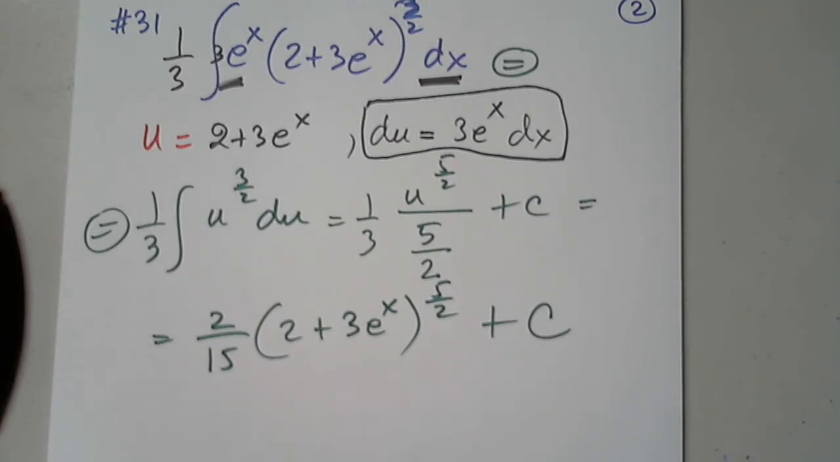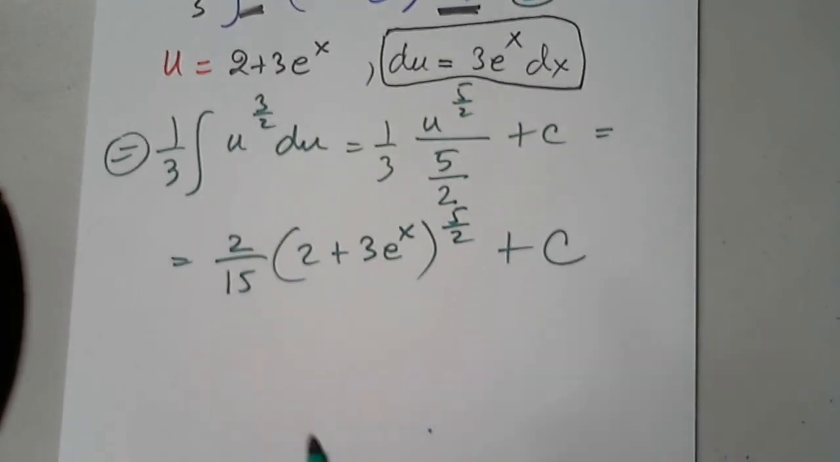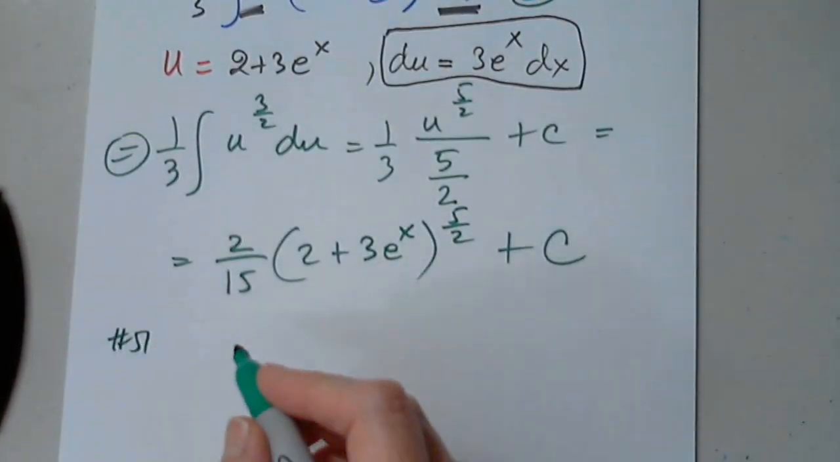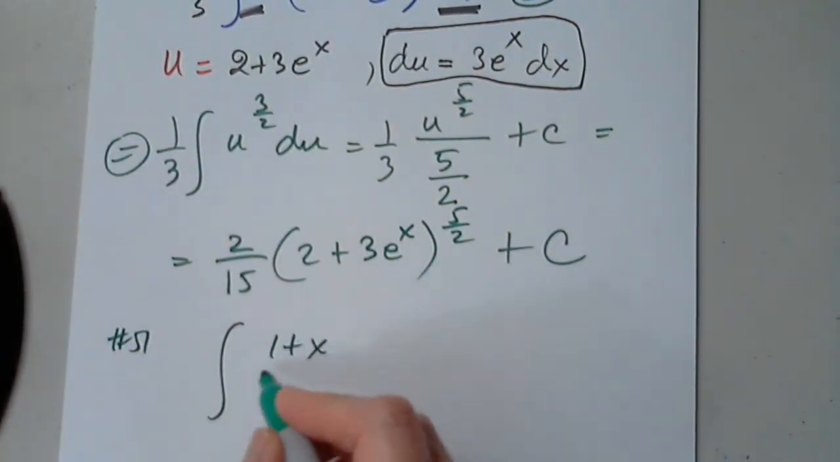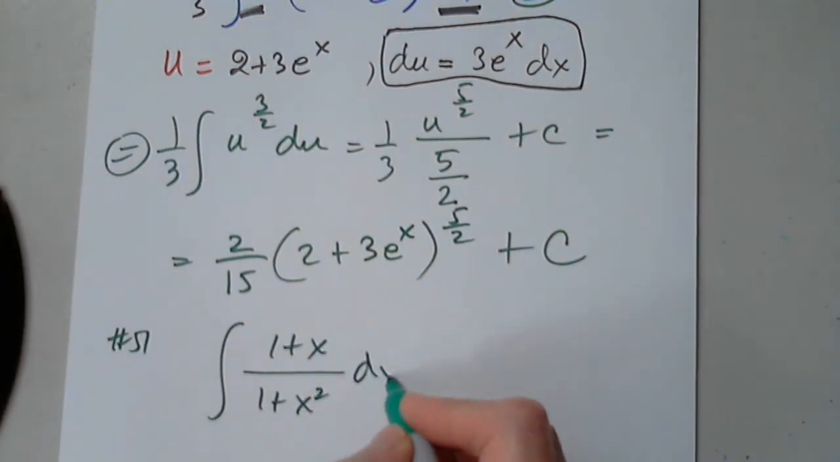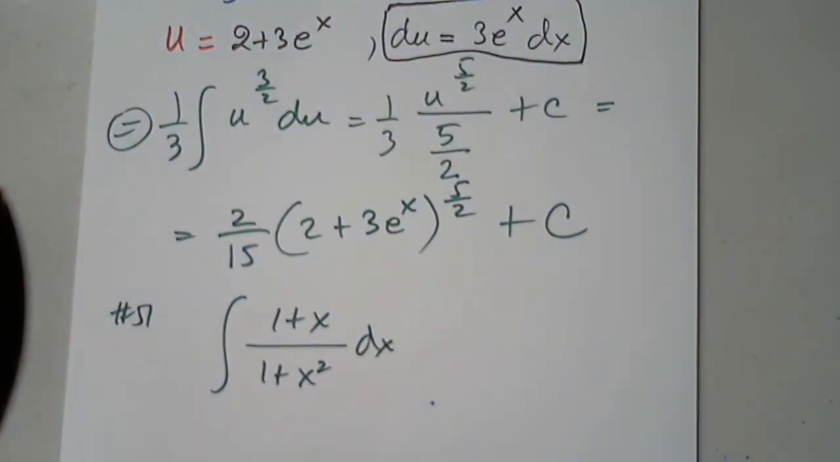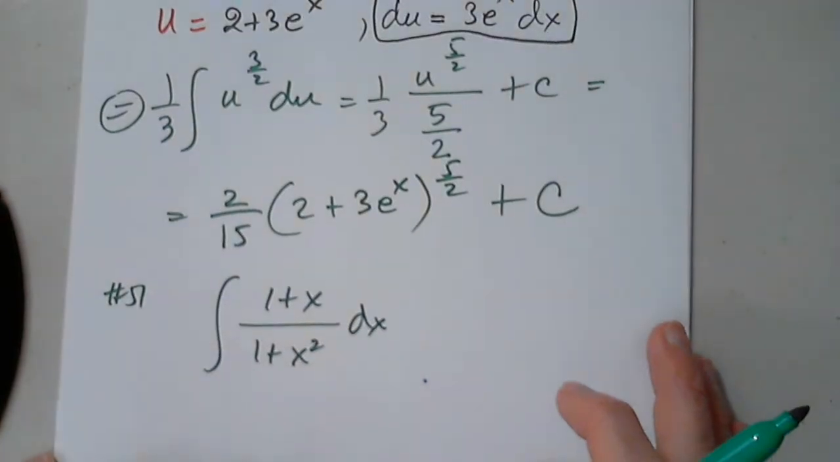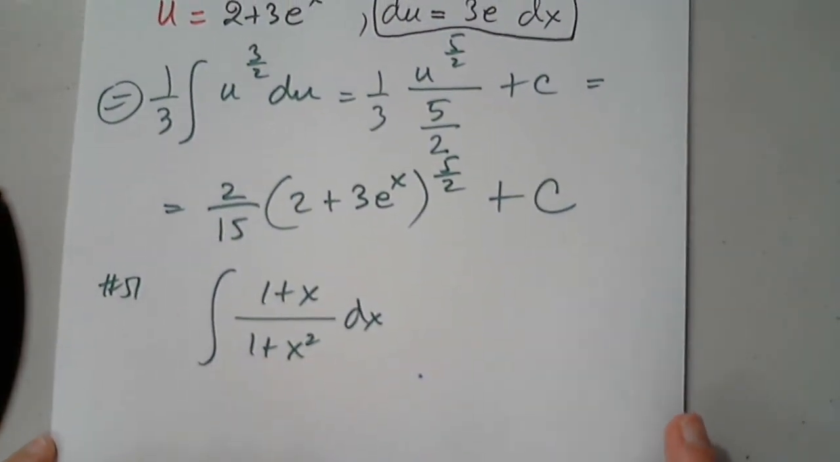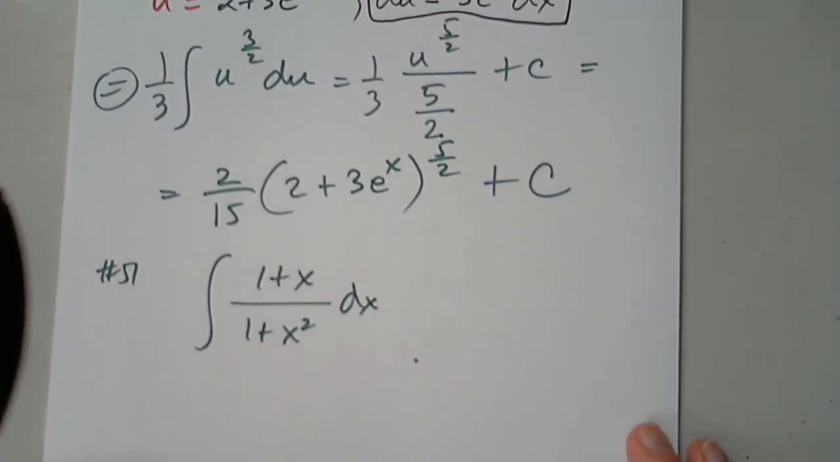Um, 51 caught my eye. So let's look at 51. The integral of 1 plus x over 1 plus x squared dx. Well, this is slightly different. And here is why.